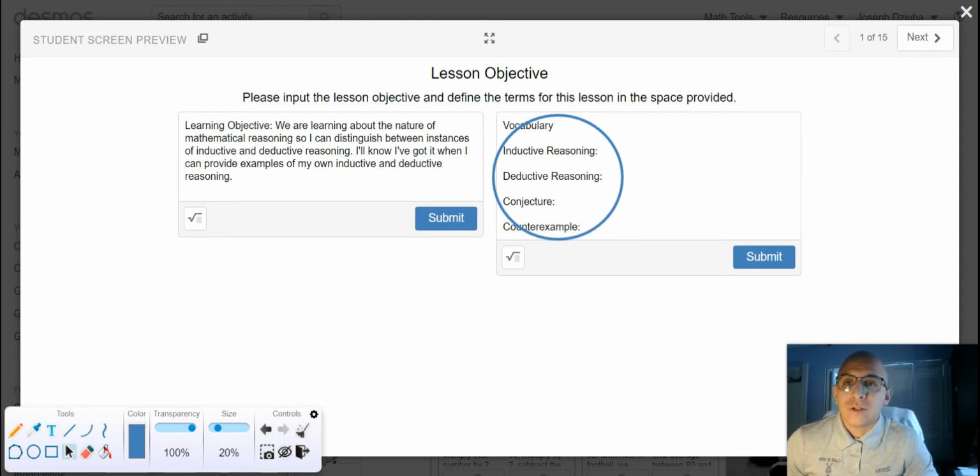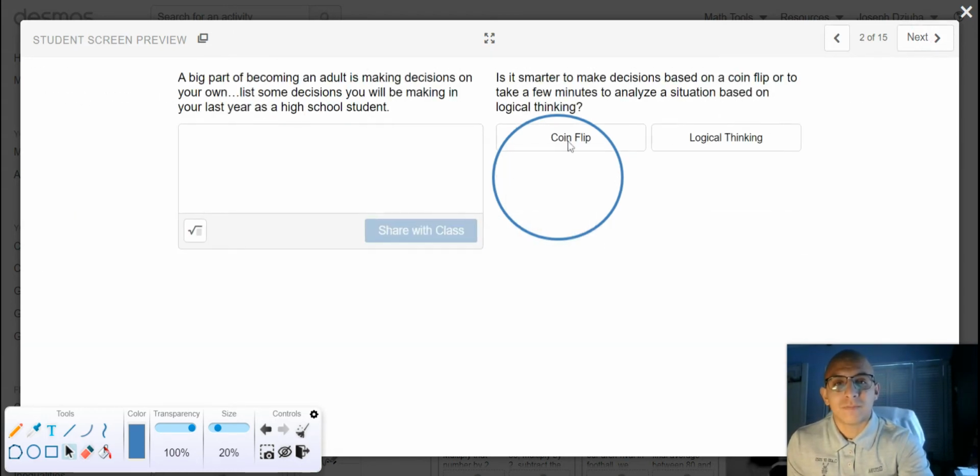Furthermore, as you can see, our learning objective for today's activity is we are learning about the nature of mathematical reasoning, so I can distinguish between instances of inductive and deductive reasoning. I'll know I've got it when I can provide examples of my own inductive and deductive reasoning. On your screen, that will appear blank, and you must type and press submit, so that way I know that you at least watched the beginning of this video. Okay. Moving on, let's clear that circle out.